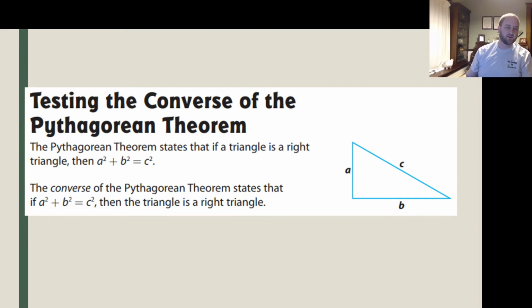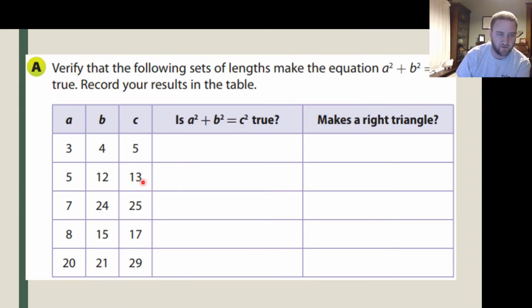Okay, now today we are testing the converse of the Pythagorean theorem. Since we know that the Pythagorean theorem is a squared plus b squared equals c squared, the converse states that if a squared plus b squared equals c squared, then the triangle is a right triangle. So basically, if a problem gives us three sides of a triangle, we should be able to plug those three sides into this formula, and if we end up with a true statement, then we know that it's a right triangle. Okay, so let's go through a couple of examples of that.